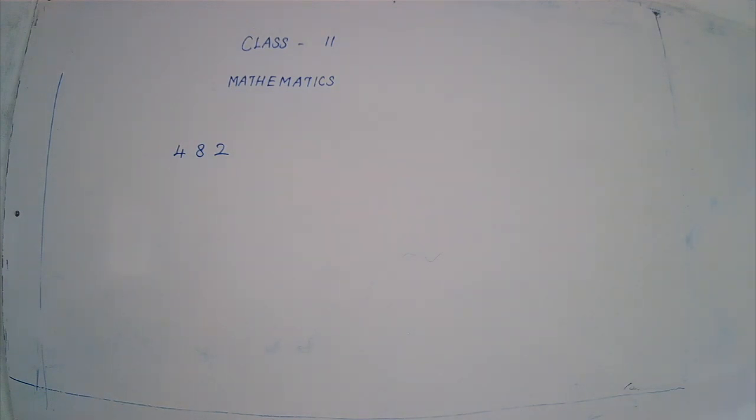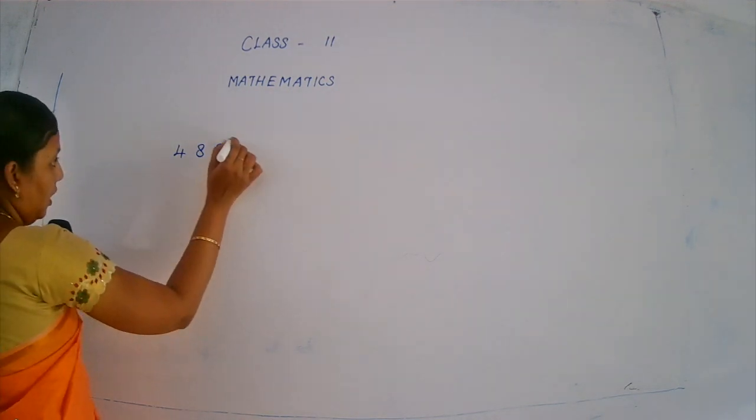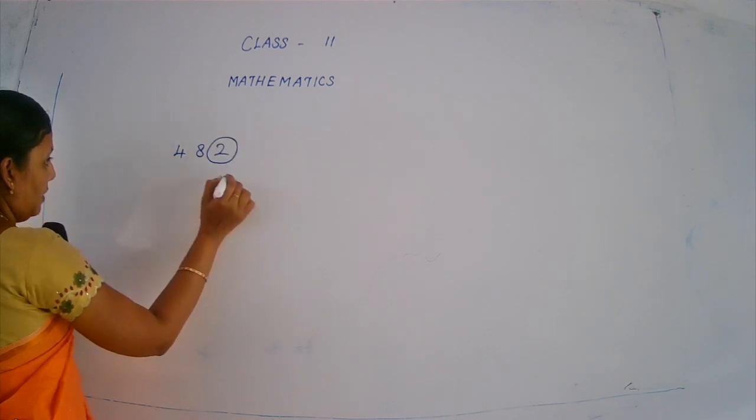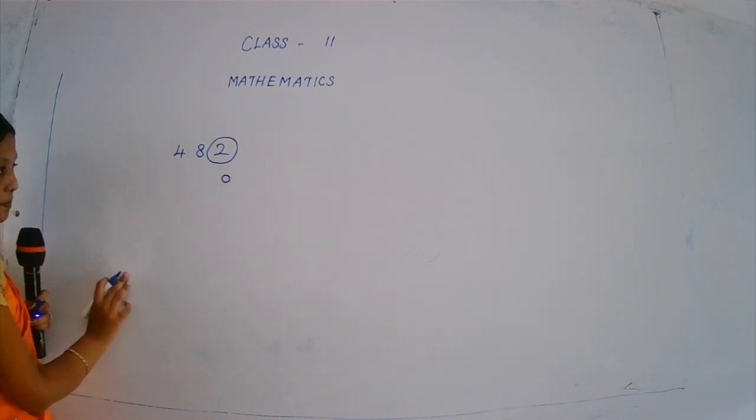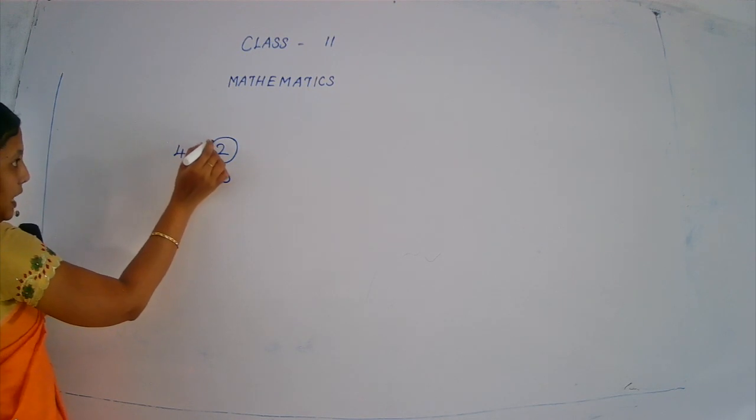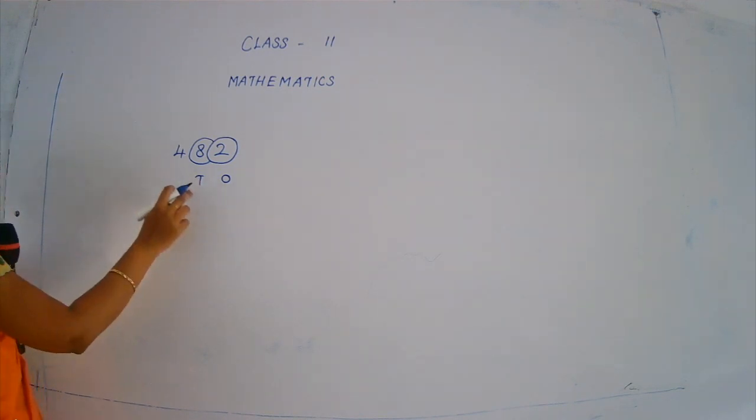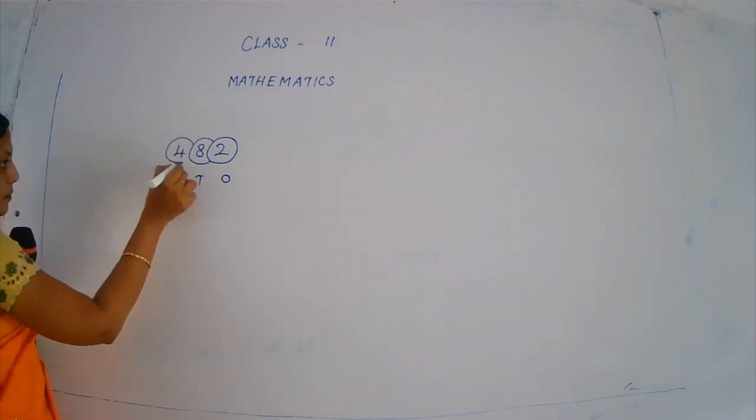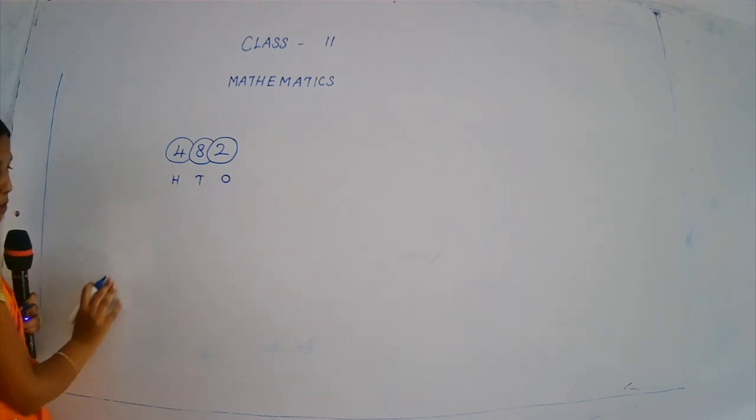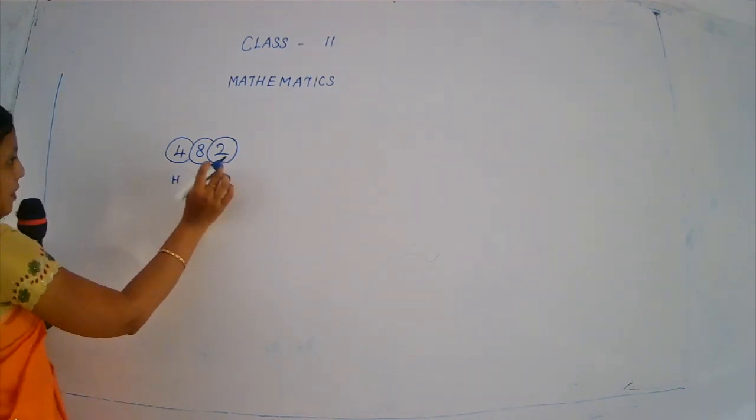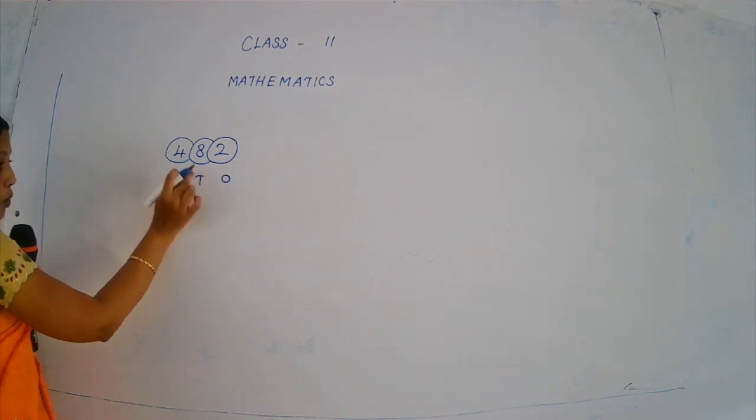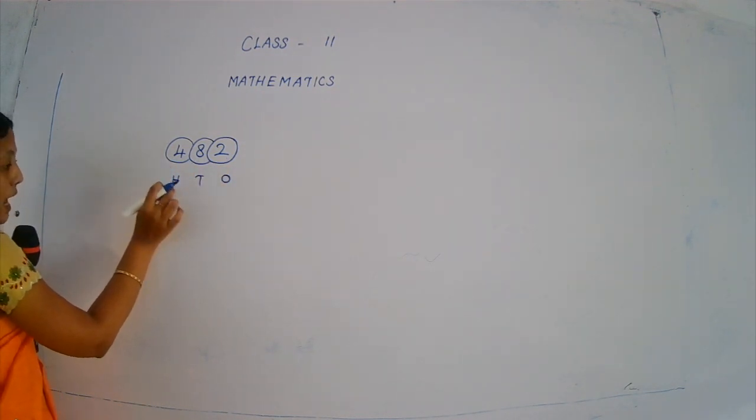482. We read it as 482. How do we read this one? First see here, the first one. This is ones place. The second one is tens place. The third one is hundred place. Okay, first one is ones place, second one tens place, third one hundred place.